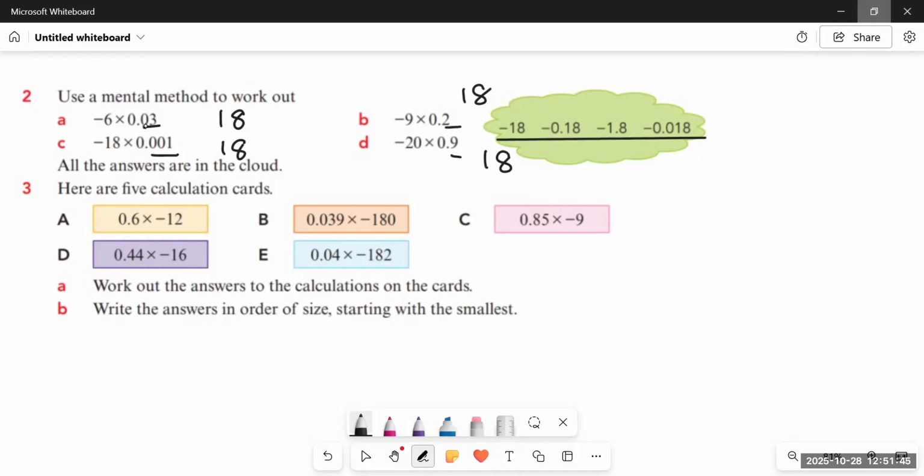The first one, we have 6 multiplied by 3, but then we have two decimal places. So we have to put the decimal before two digits. Here comes the decimal and the answer will be minus 0.18. This one is A. Okay. Then in part B, 9 multiplied by 0.2, only one decimal place. So here comes the decimal before 8 and it will become minus 1.8. That is this one, part B. Part C, we have three decimal places, 0.001.